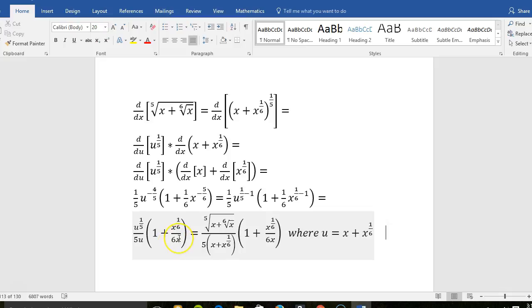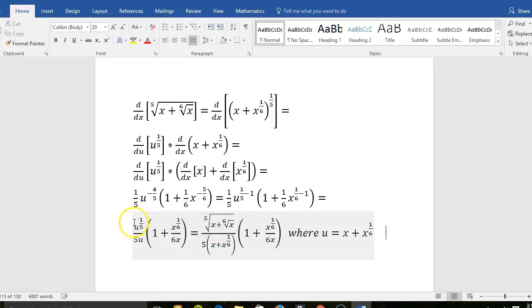So we got all this. What this does is I don't want negative exponents, and I did some finagling to get out of it. There's other ways you can do it besides what I did here, by the way. Okay, but we need to replace u with what u is. Remember, u is x plus the 6th root of x. So I replace u with that.